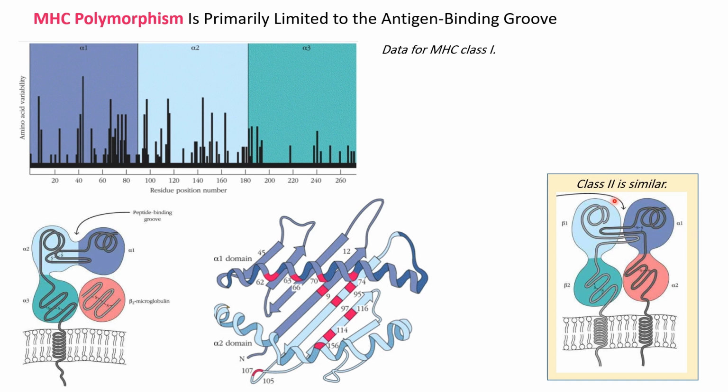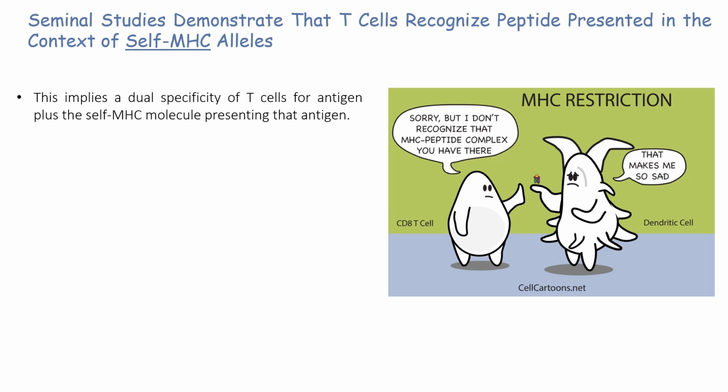And for class 2, this data is for class 1, but if we looked at class 2, it's exactly the same pattern. Now, remember that it seems easy now that MHC presents peptides, but that was very strange when it was first identified, and Nobel Prizes were given for this. Studies identified that T cells recognize peptide presented in the context of self-MHC alleles.